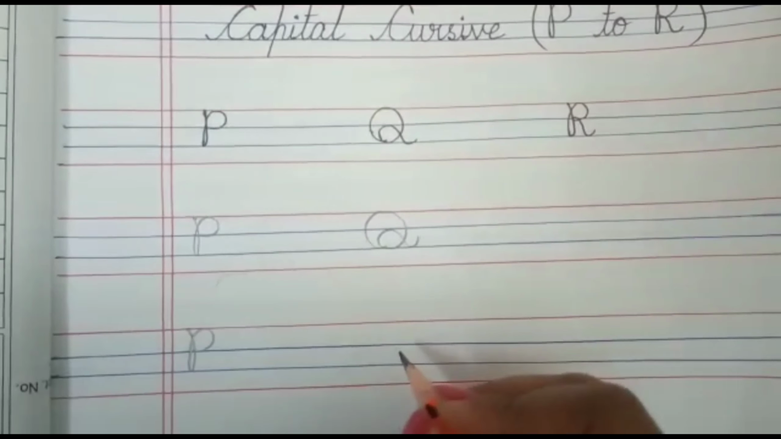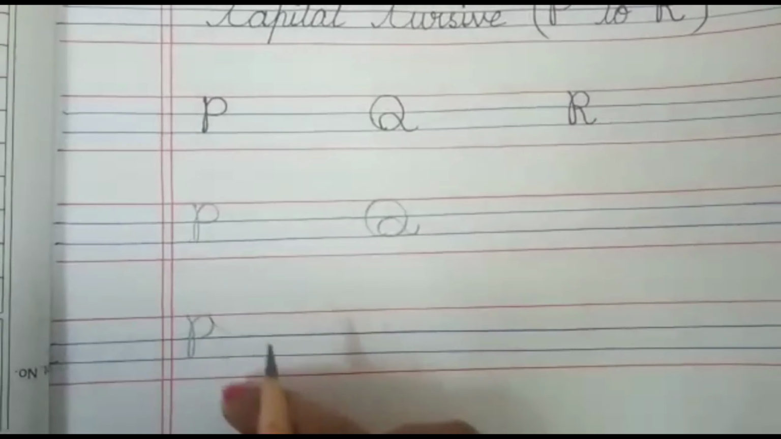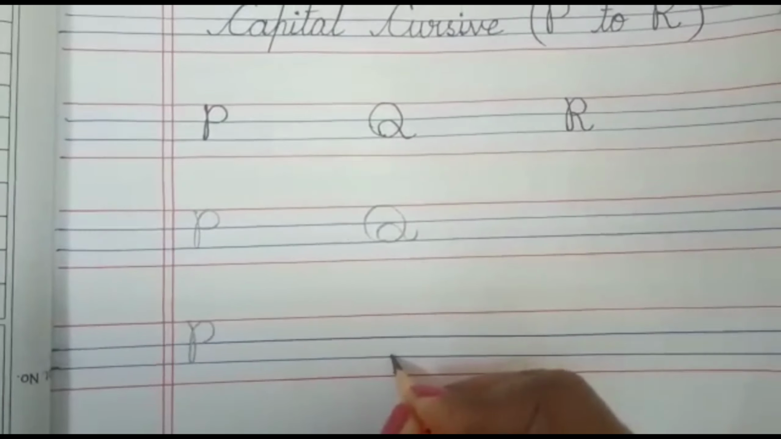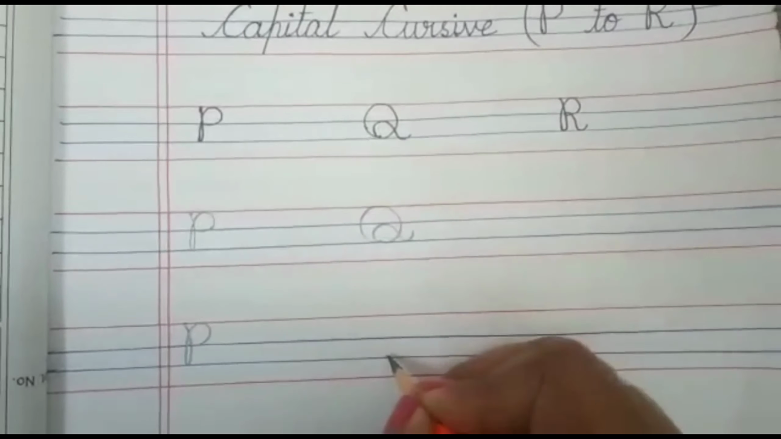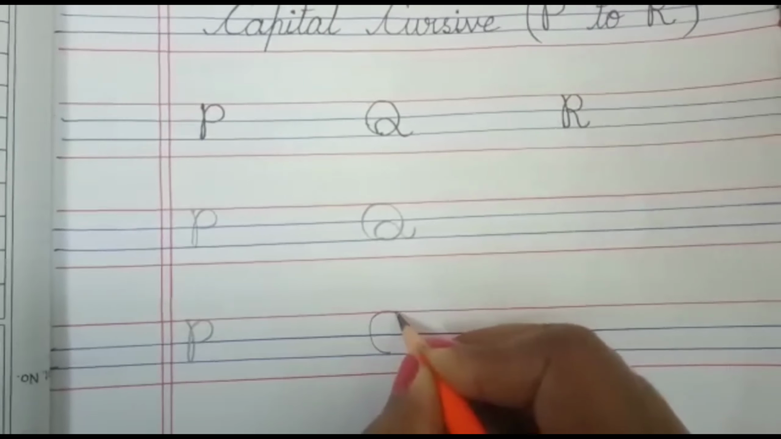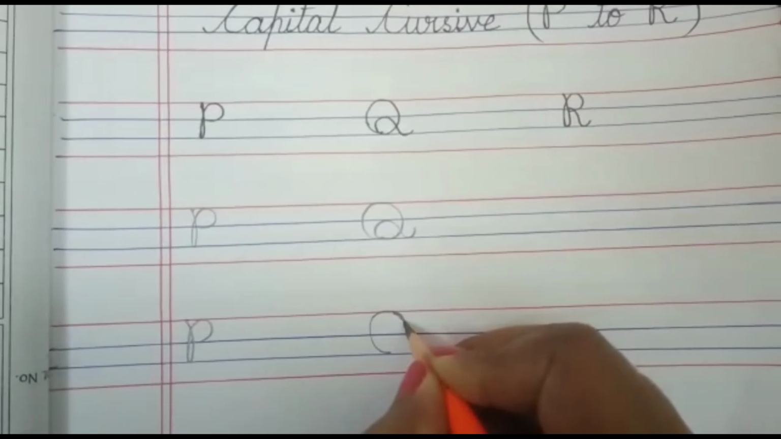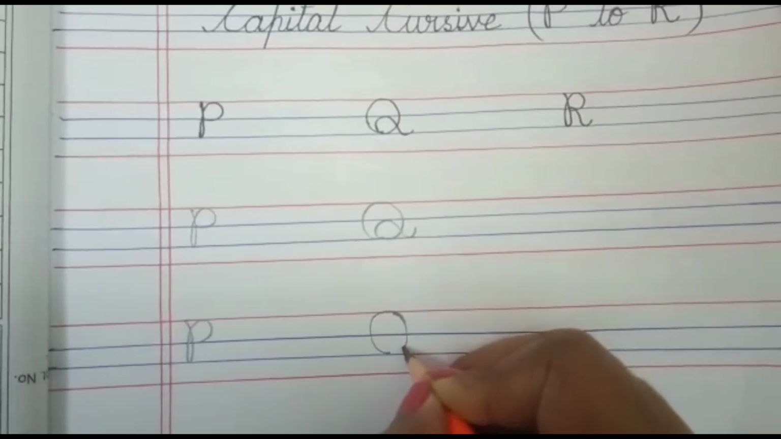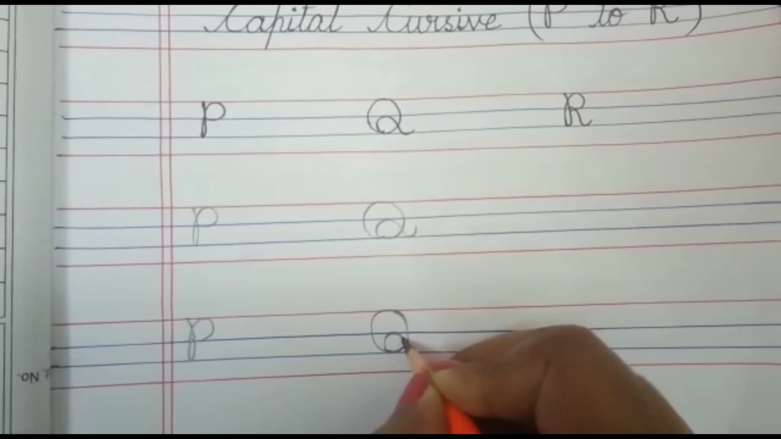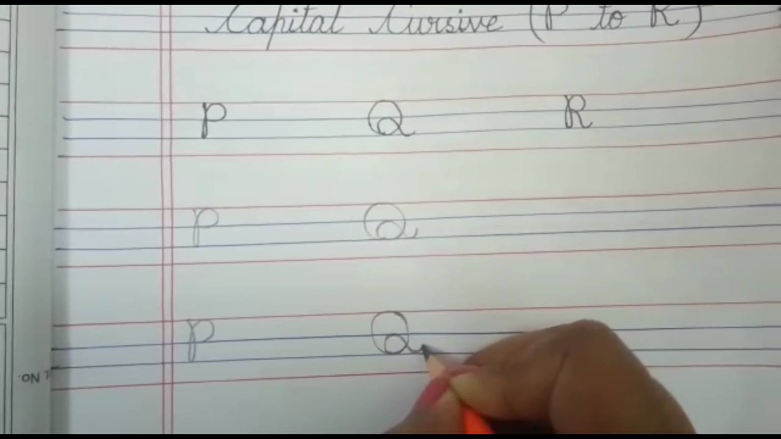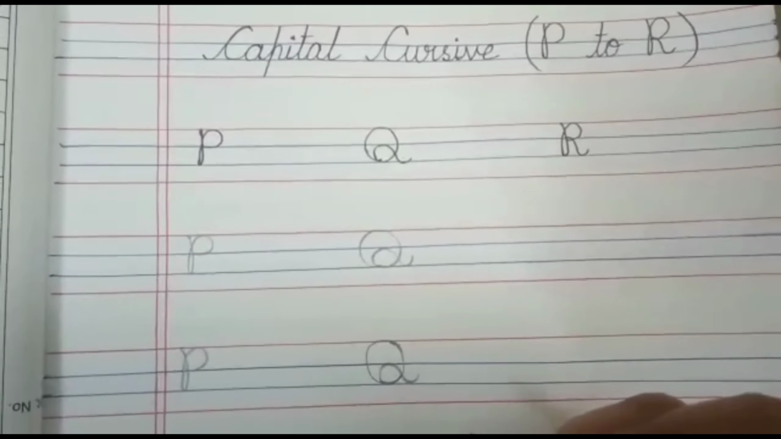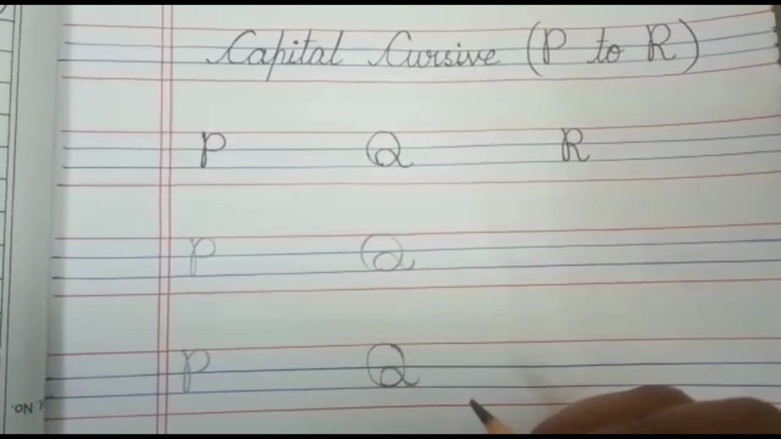Again I am showing it to you. All of you please follow. This is our starting point. From here I will make a circle in anti-clockwise. From there I will come down and I will touch the first blue line and again I will come down and touch this second blue line. In this way we will write Q.